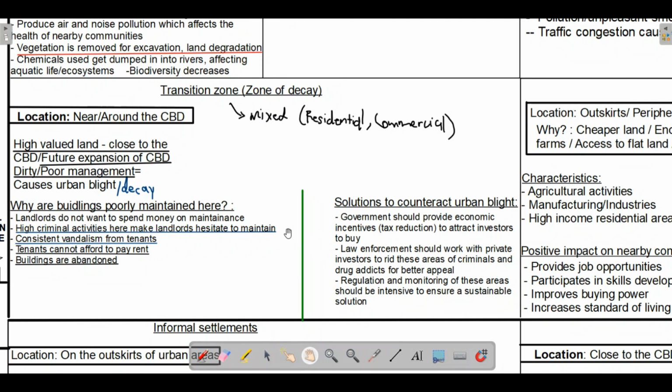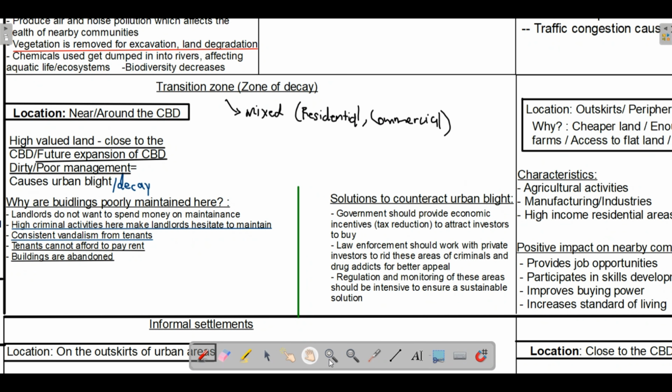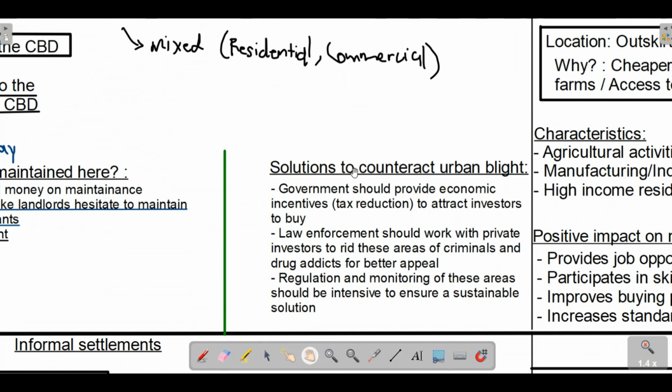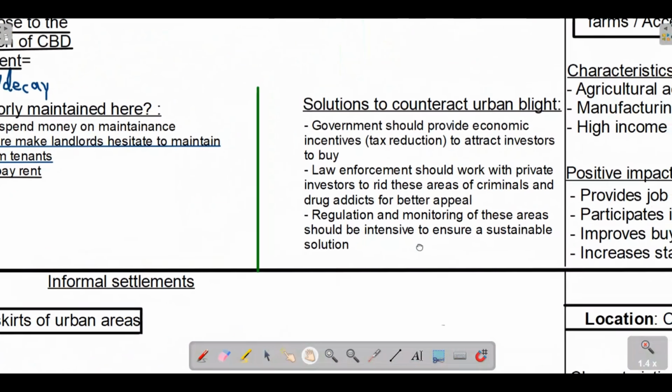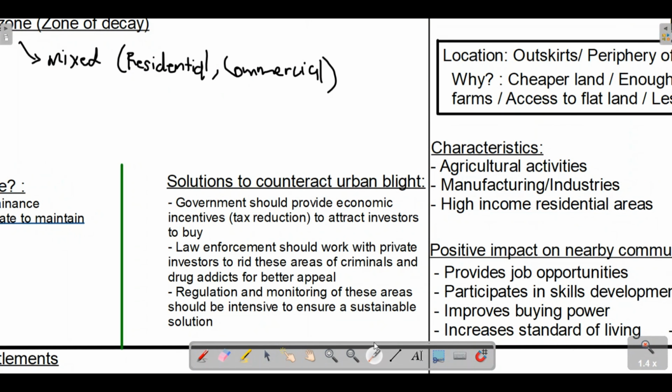So we know that the transition zone causes urban blight. It negatively affects the appeal of the urban area. And so what can we do? Okay, what are the solutions to this? So solutions to counteract urban blight. So these are some of them. We will have a video that goes into detail about urban blight, urban decay. So here are some of the solutions that we can implement to counteract this urban blight.